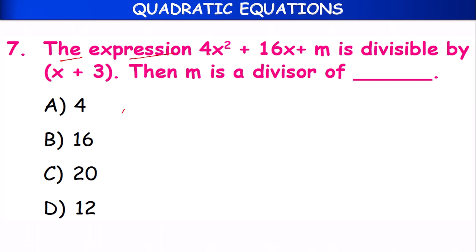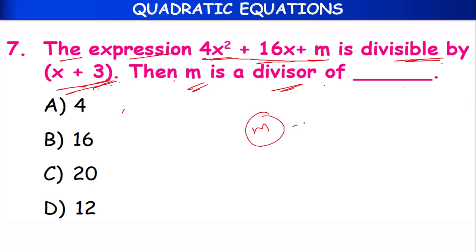The expression 4x square plus 16x plus m is divisible by x plus 3. Then m is a divisor of what? So they have given that this expression is divisible by x plus 3. Based upon this hint, we have to find out m first. After finding m, we have to identify which of these numbers it is the divisor of.